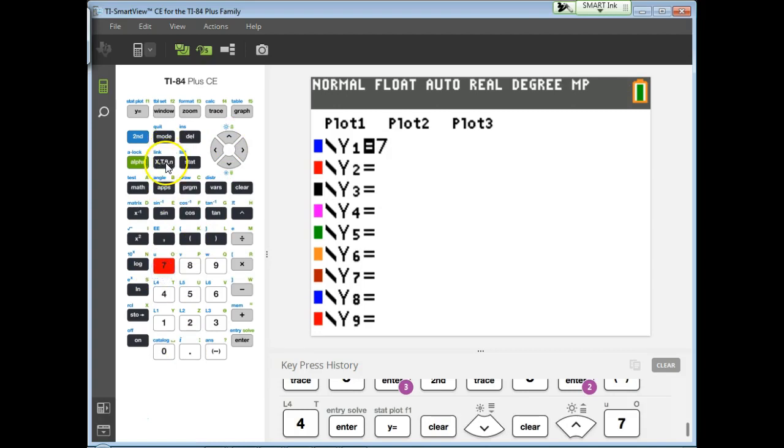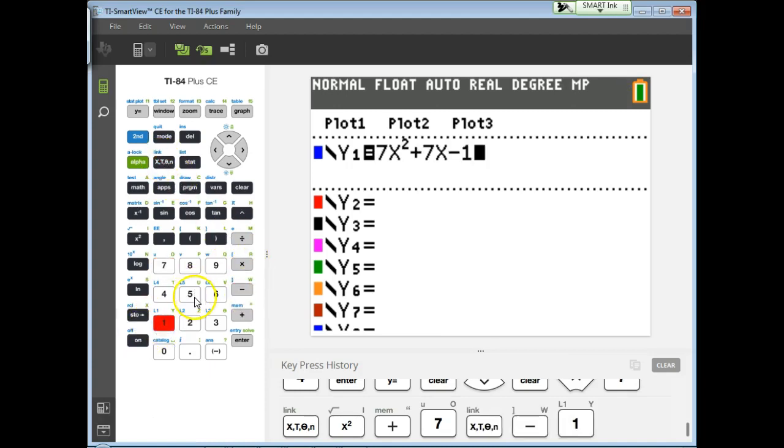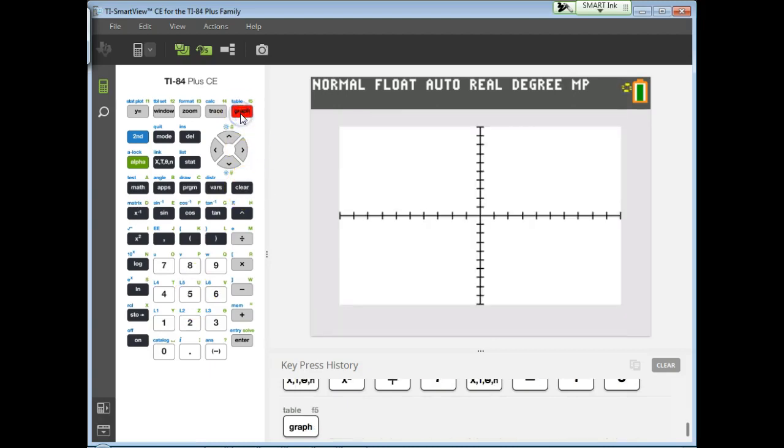I forgot what the function was. 7x squared. Now notice we've only typed one function in, so all we're seeing is a parabola.